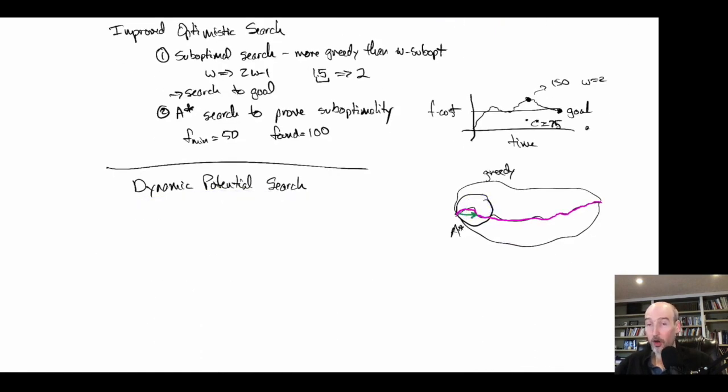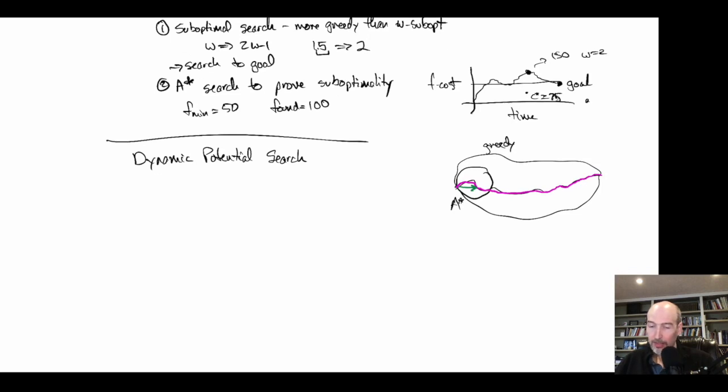Dynamic potential search is also going to have to do node re-expansions. But it's a really interesting algorithm that can have really good performance. And so we'll look at this, and then we'll look at the drawbacks. And then in the next video, we'll start getting into what are the conditions that are required to avoid these re-expansions, and how bad can re-expansions actually be in practice?